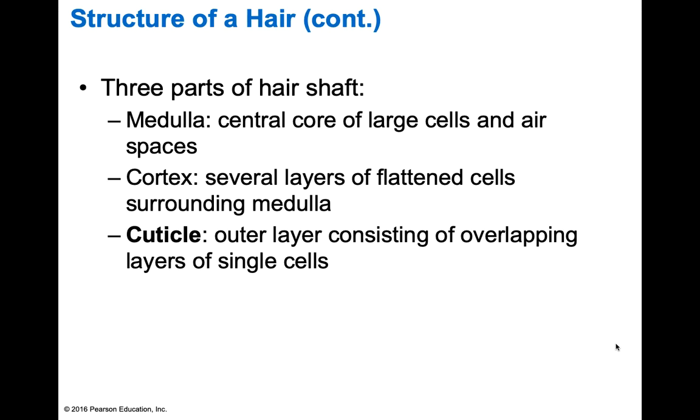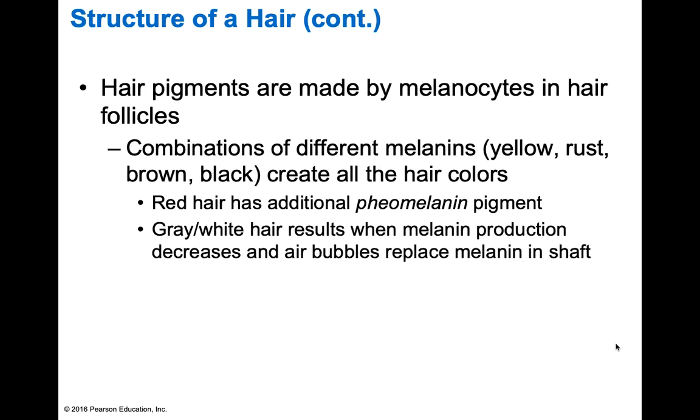The cortex is going to be several layers of flattened cells surrounding the medulla. And then the cuticle will be the outer layer consisting of overlapping layers of single cells.